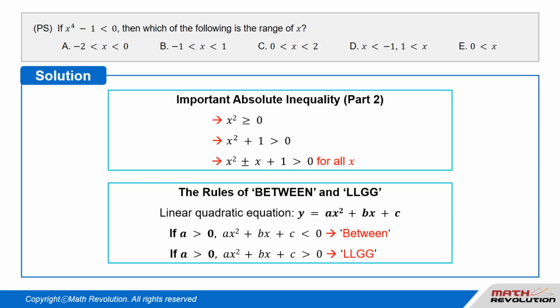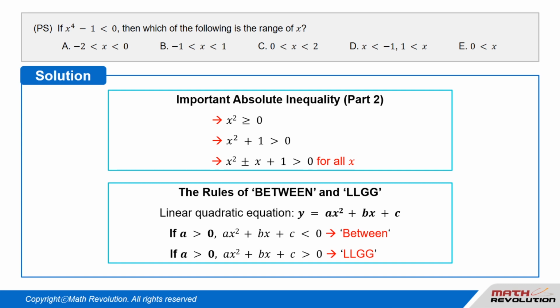Linear quadratic equation. y equals a times x squared plus b times x plus c. If a is greater than 0, then a times x squared plus b times x plus c is smaller than 0 gives between. And a times x squared plus b times x plus c is greater than 0 gives LLGG. The rule of between and LLGG, that is, less than lesser and greater than greater, holds.